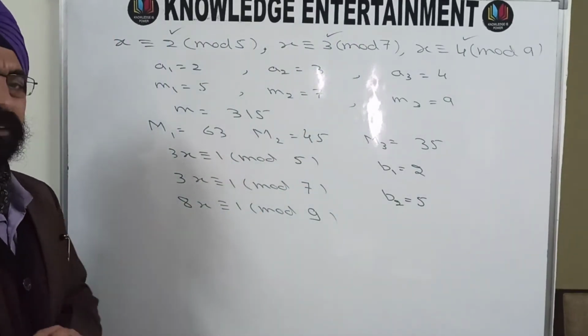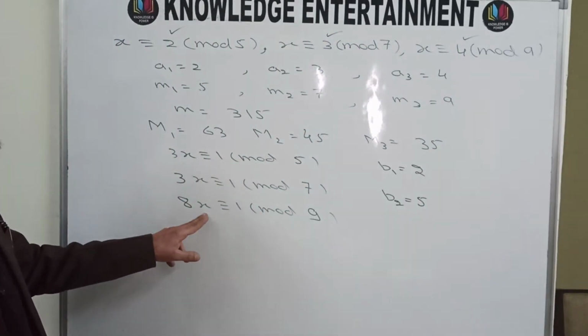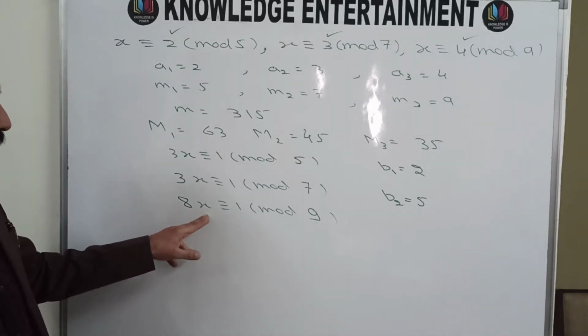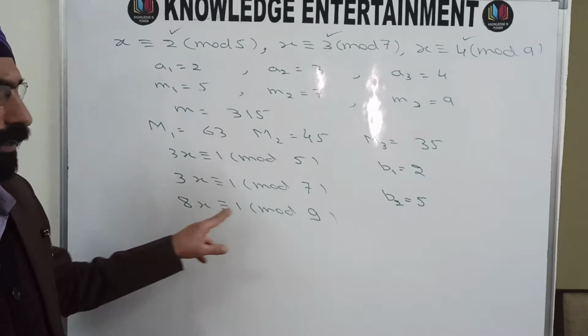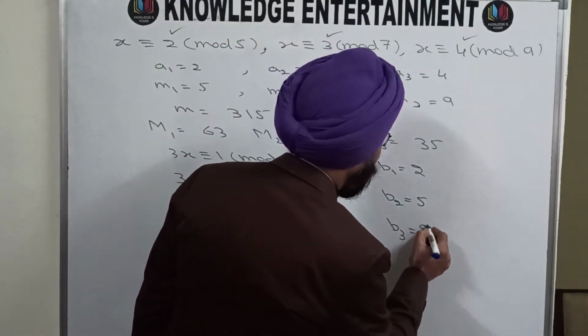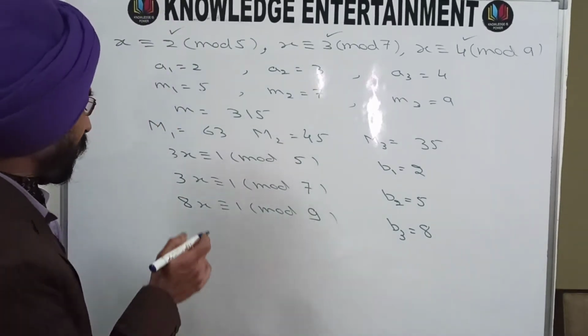And for the third one, what is the solution? The value of x which satisfies this congruence is 8, I think. 8 into 8 is 64, minus 1 is 63. So okay, 9 divides 63. So b3 is 8. And now what is your final solution?